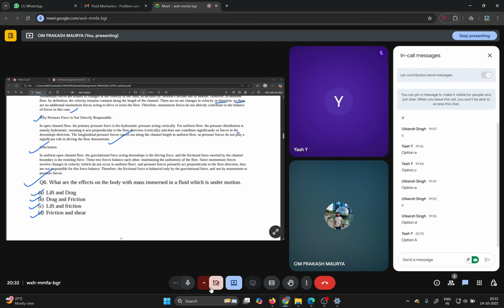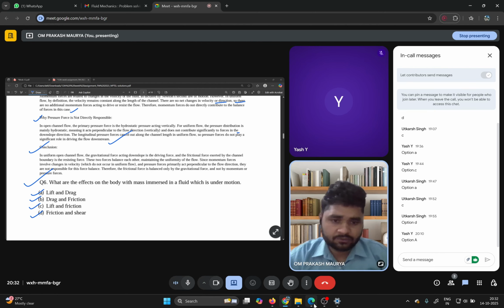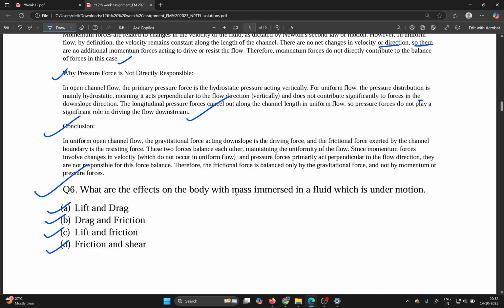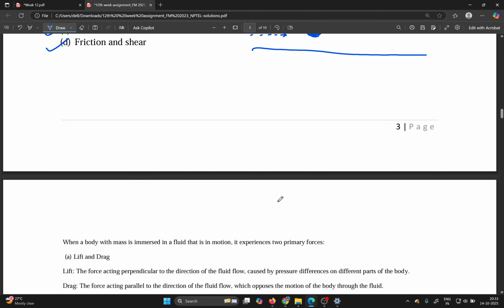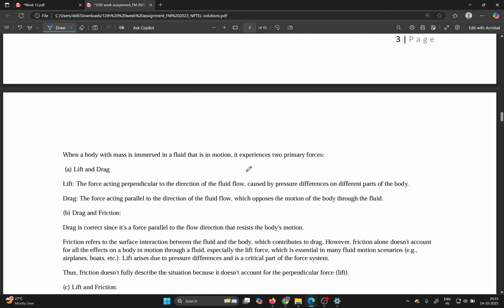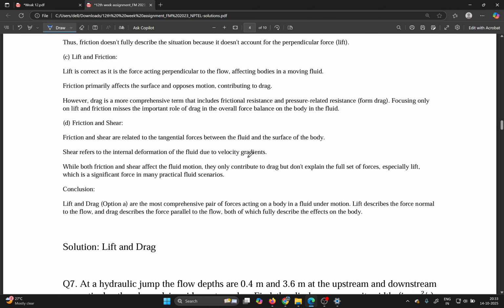Okay, let me just show you the answer for this question. A body with mass immersed in the fluid under motion. Let us suppose the fluid is moving and here you have put some mass immersed somehow. So what will be the effect on that? Definitely it will be the drag and lift. Option A will be correct. Here the explanation is also given. Lift and drag.